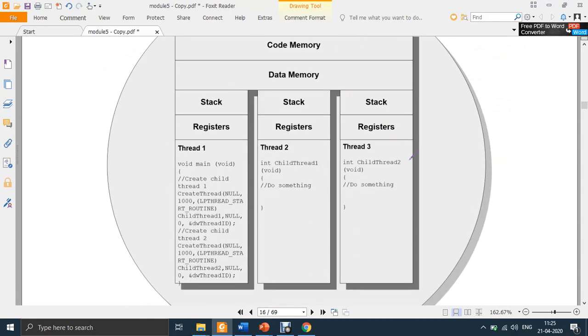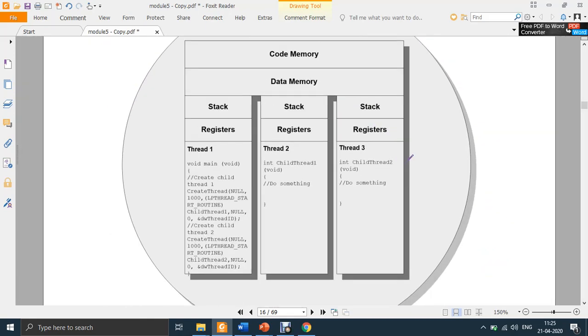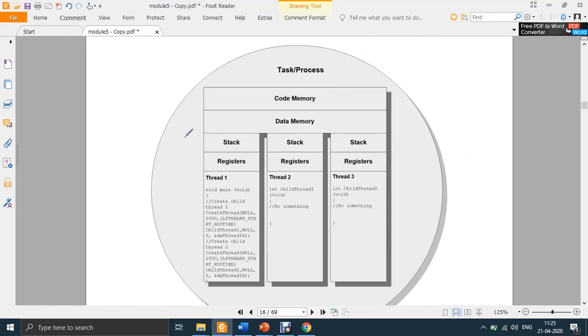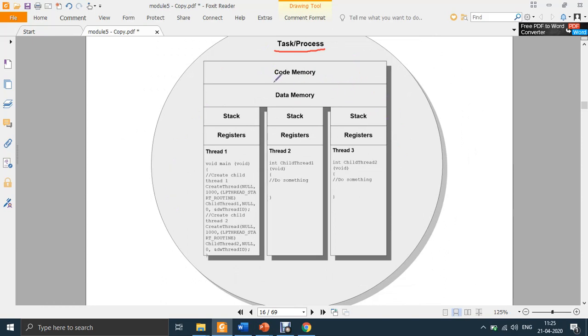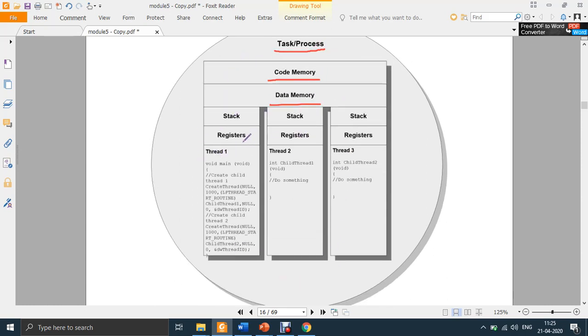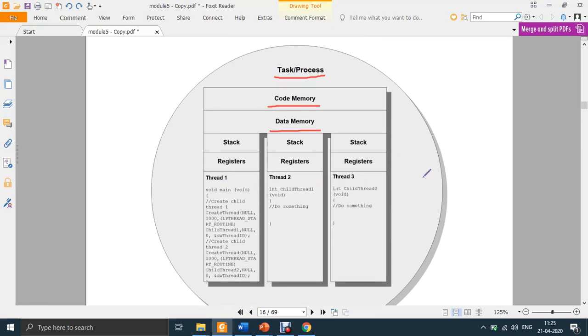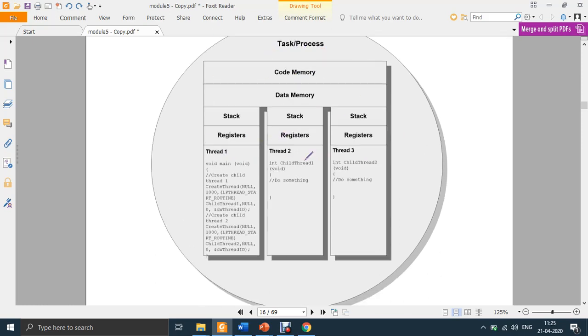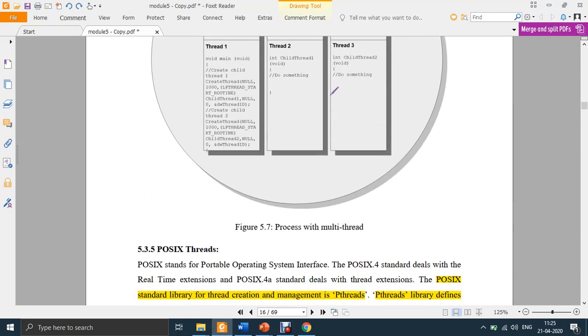Now we can see the diagram here. This diagram shows, the entire circle shows the process. Inside the process, what will be there? There will be code memory and data memory corresponding to the process. And the same memory will be shared by three different threads. You can see this is thread 1, 2 and 3. There are three threads within this process. So a process can have multiple threads and they are sharing the same memory. Okay.